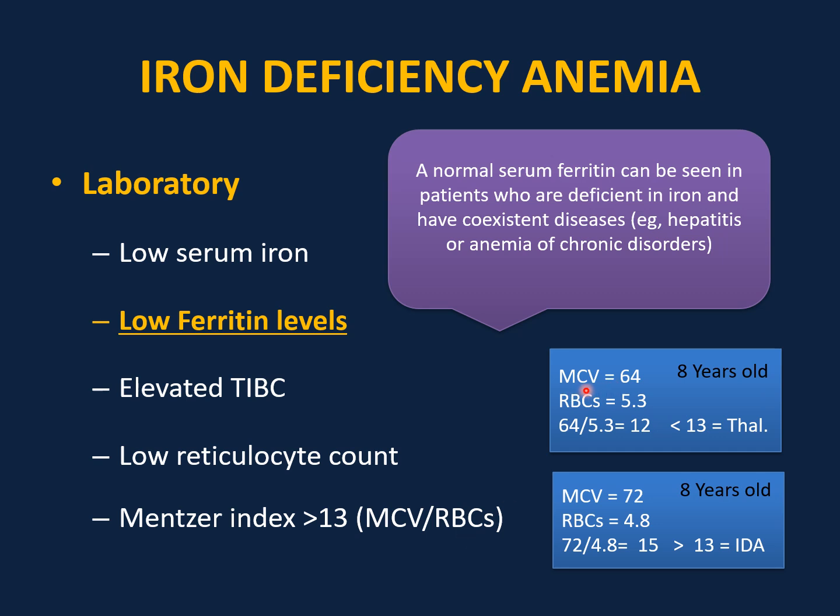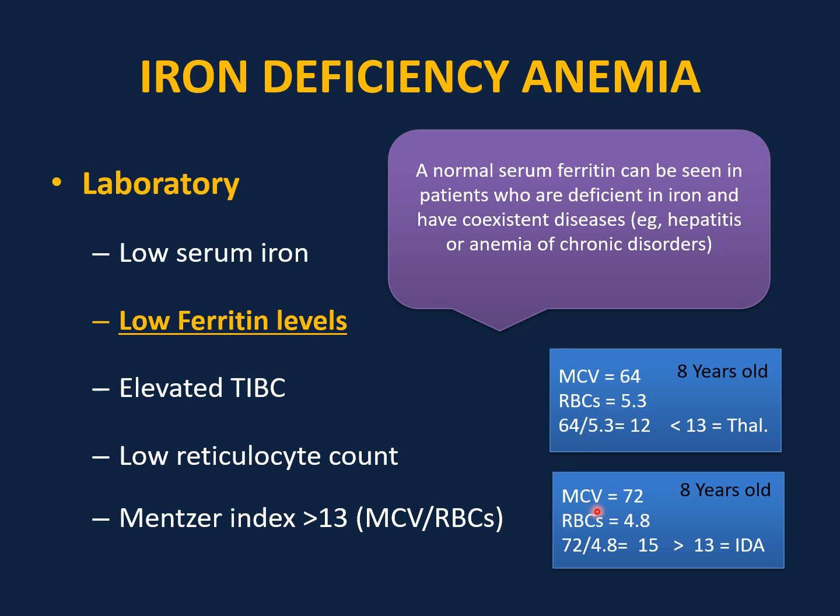For example, MCV in this example equals 64, so it is microcytic, and the red blood cell count is 5.3, so it's slightly on the higher side. So if you divide the 64 by the 5.3, it equals 12, which is less than 13, and this is thalassemia. So there is no problem with making red blood cells. In cases of thalassemia, the red cell count usually is normal or elevated.